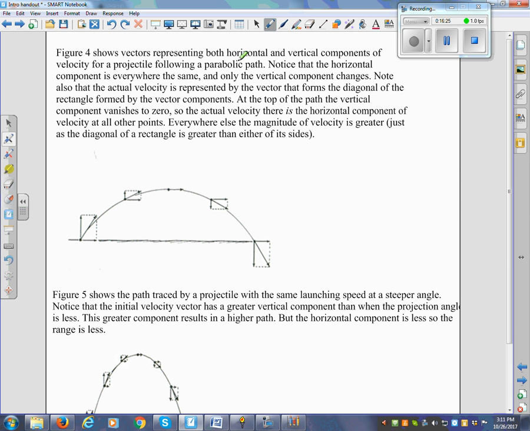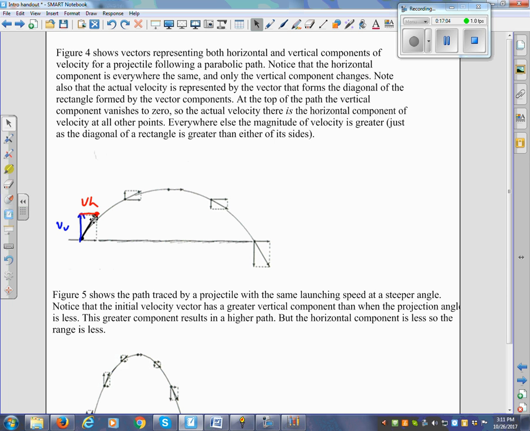Figure 4 shows vectors representing both horizontal and vertical components of velocity for a projectile following a parabolic path. So here, at this point right here, that's the instantaneous velocity. This right here is VV, the vertical component of the velocity. Here in red, this would be VH, right? Notice that the VH is always the same. Why? Because there's no horizontal acceleration.